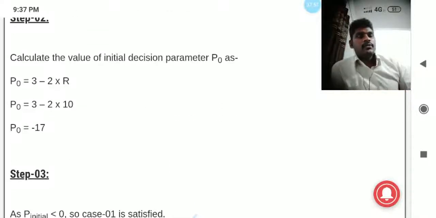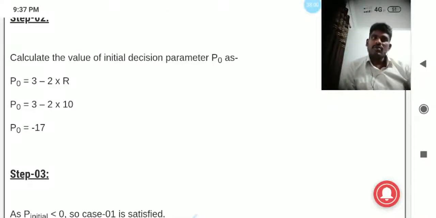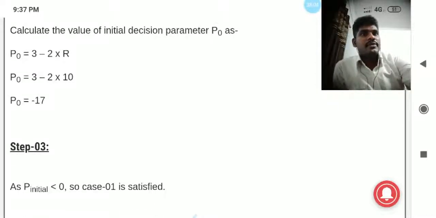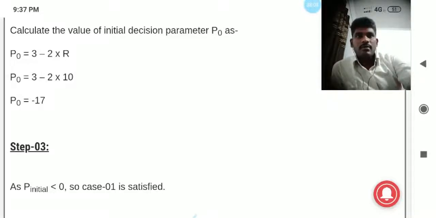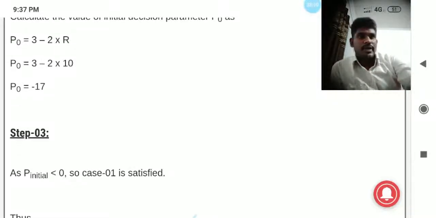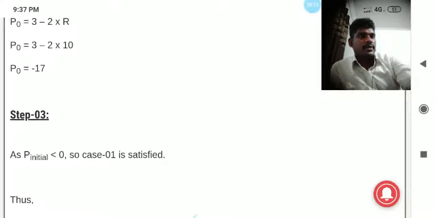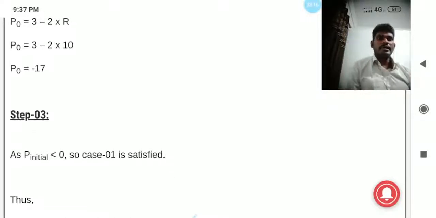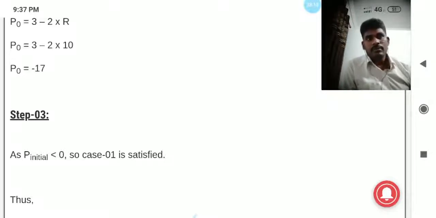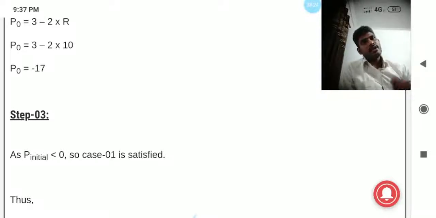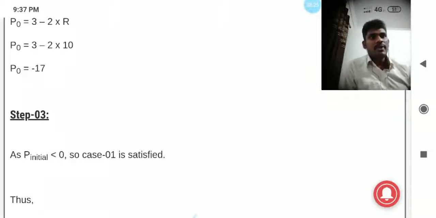Then take the decision parameter value 3 minus 2r. 3 minus 2 into 10, so 3 minus 20 equals minus 17. It is case 1. Case 1 is the decision parameter less than 0. When it is less than 0, what will happen? The x value will increment, the y value will be the same.